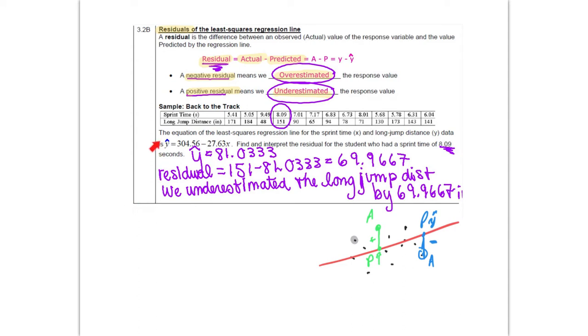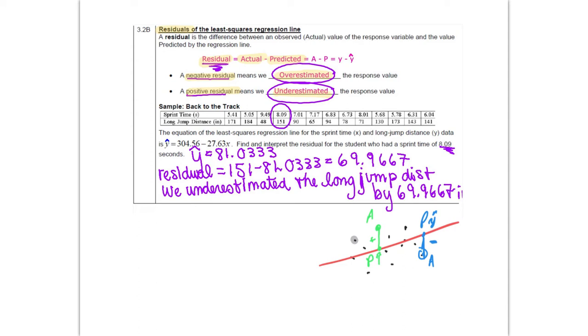So if you look here, we have some data for time sprinting and then a long jump distance measured in inches. There is a regression equation for this collection of data. It's y hat equals 304.56 minus 27.63x, where x is our explanatory variable, negative 27.63 is our coefficient for that variable, and 304.56 is our constant.